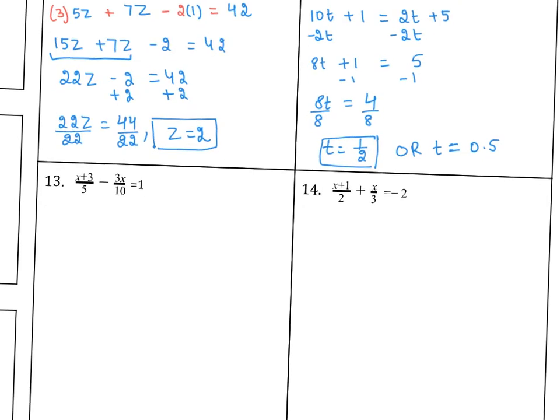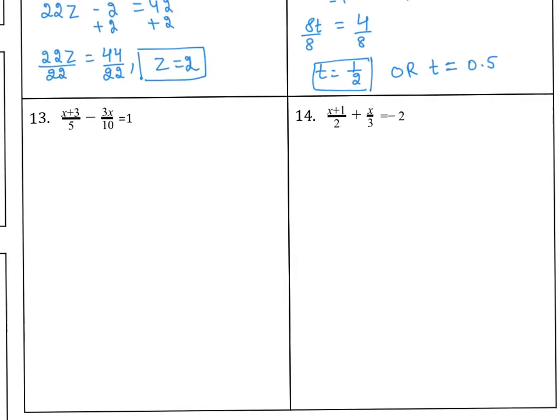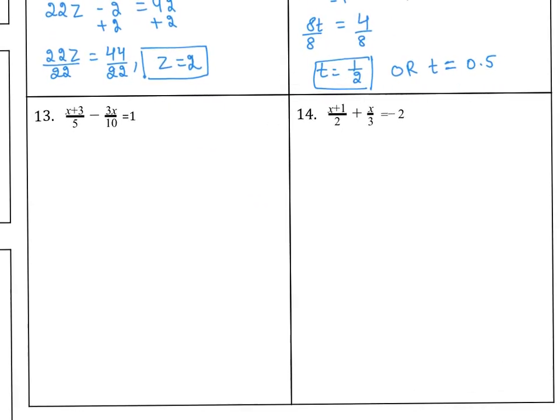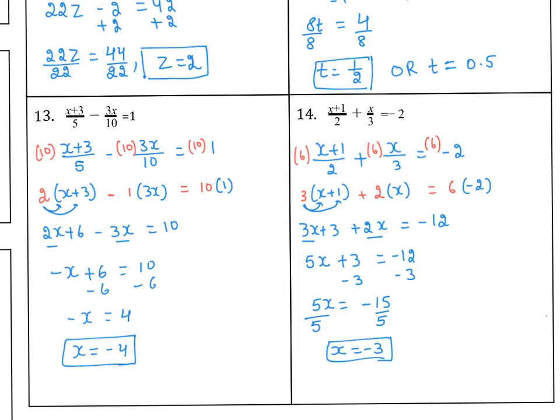Now let's do number 13 and 14 on the bottom of this worksheet. For number 13, the LCM, or the least common factor, is 10. So you're going to multiply each and every term by 10. So 10, 10, and 10 here. 10 divided by 5 is 2, and x plus 3 as is. 10 divided by 10 is 1, so negative 3x as is. 10 times 1. So now you're going to distribute the 2 inside of the bracket.